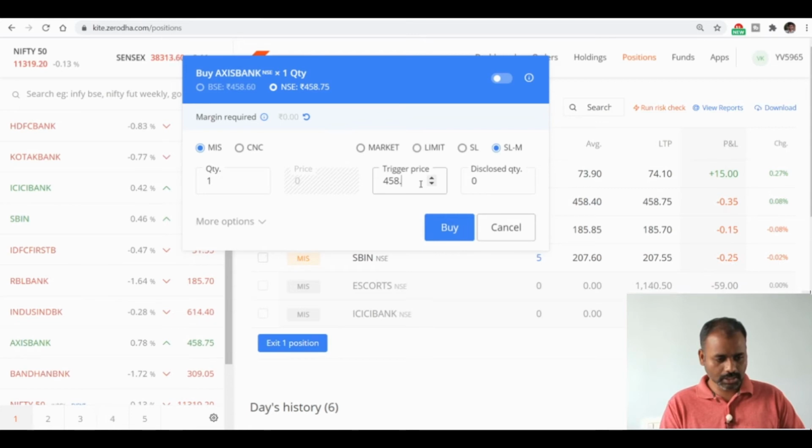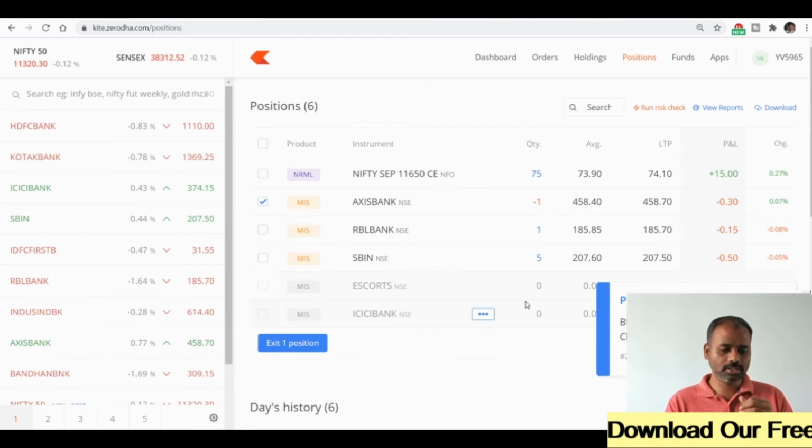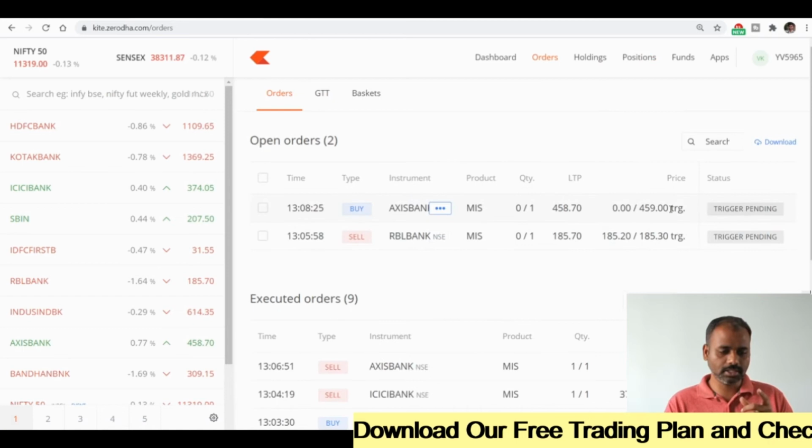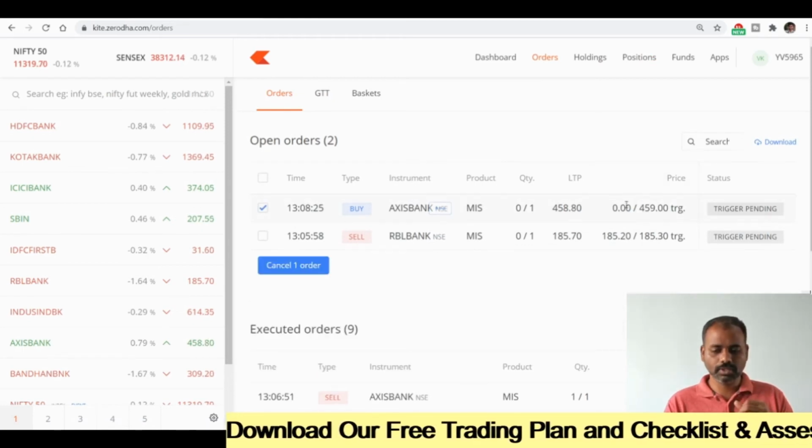Let us say currently it is at 458.85. I will keep 459. I will keep the trigger. If it comes, it will just buy at the market price. Let us see here, Axis Bank trigger 459.